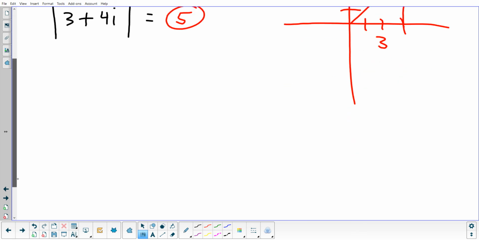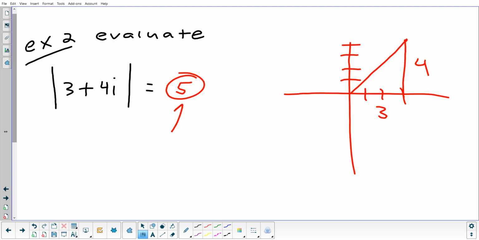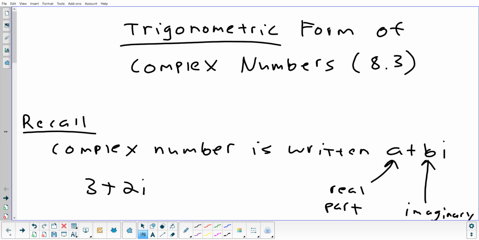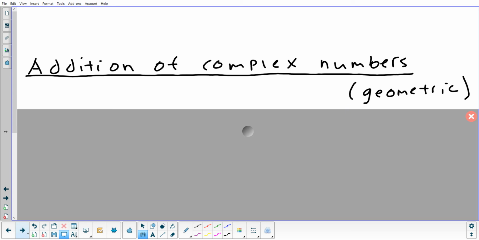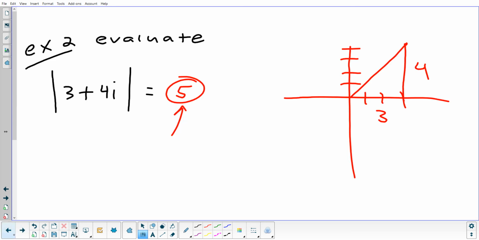Okay. And this 5, as I said before, is going to be one of the numbers that you need to write down when you write a complex number in trig form. Okay, the 5 is one of them. The other one is the angle.